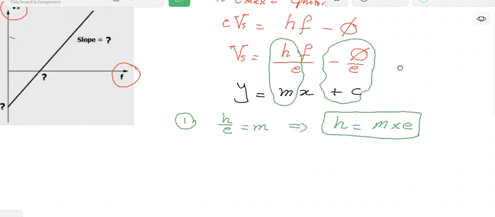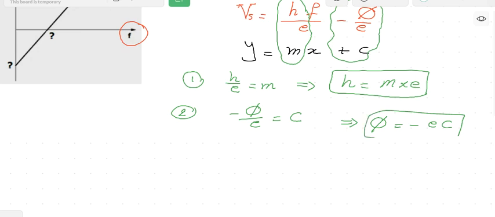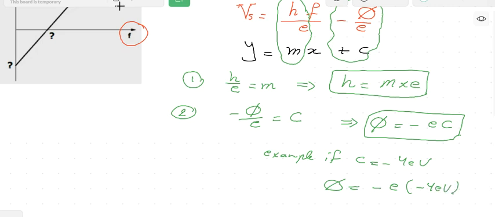Number two, minus the work function divided by e equals the y-intercept. This implies that the y-intercept value will be negative from the graph, so the work function equals minus e times the y-intercept. Is it clear? Example: if c equals minus 4 electron volt, then the work function equals minus e times minus 4 electron volt, so the result will be positive.